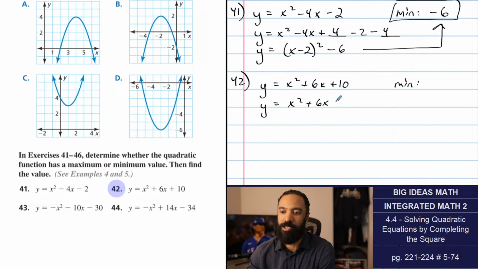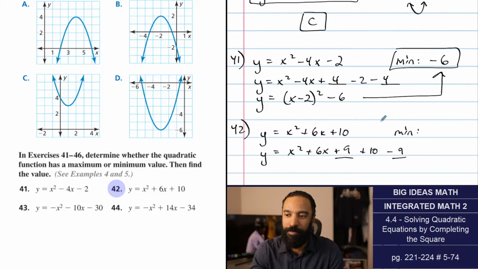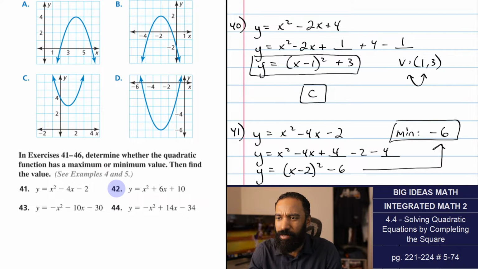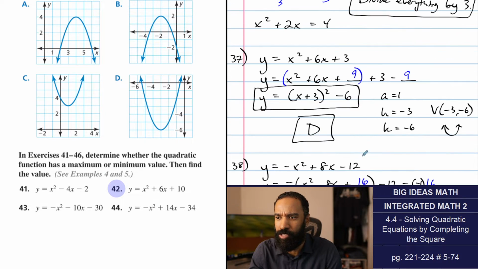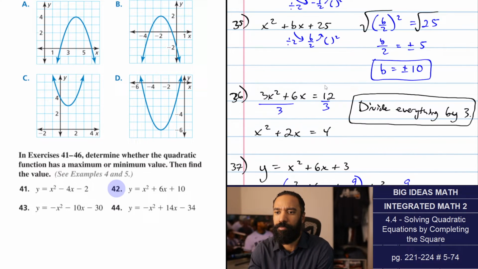x squared plus 6x plus 9. And as this plus 10 moved over, we are also going to be subtracting 9 over here. Did I do that any other time? Let me make sure I didn't falter. I don't believe I did. Minus, minus, minus. We're all good.